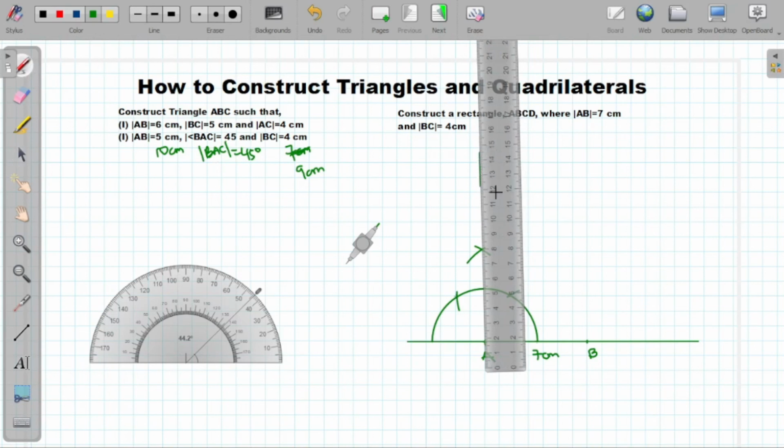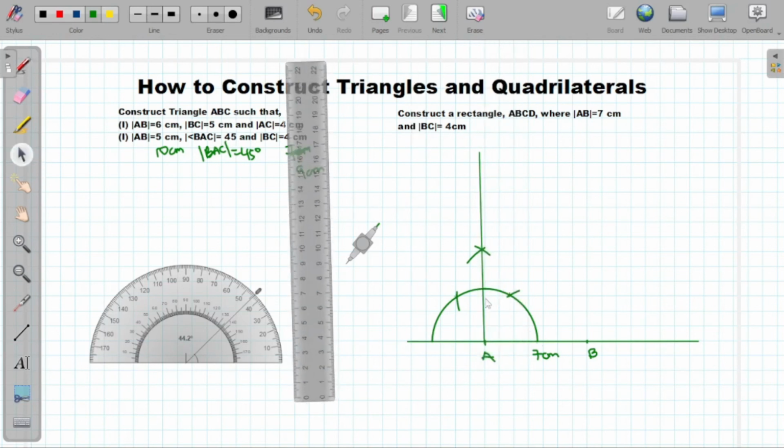So this is my straight line. All right, so we do the same thing to the other side, to get another straight line before we take the measurement 4 centimeters, to draw the line and connect both sides.